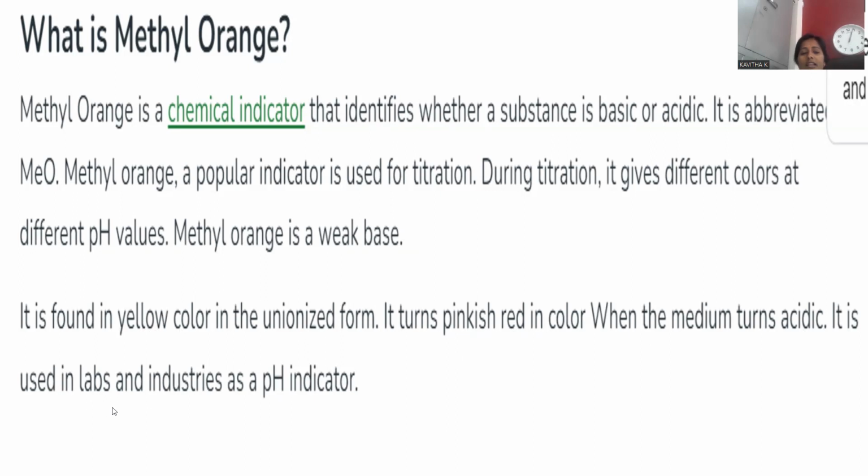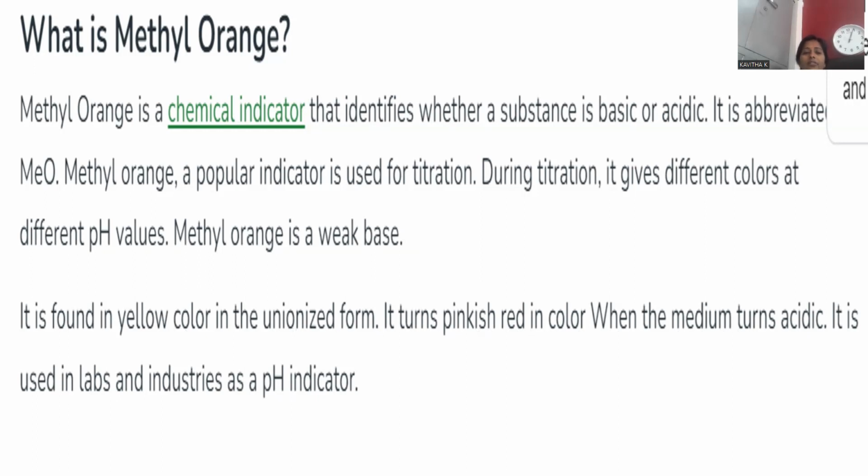It is used in labs and industries as a pH indicator. So wherever a pH indicator is required, acidic conditions exist in the form of pinkish red and basic conditions in yellow color, so that by changing the pH of the medium, the color of the indicator will be changed.